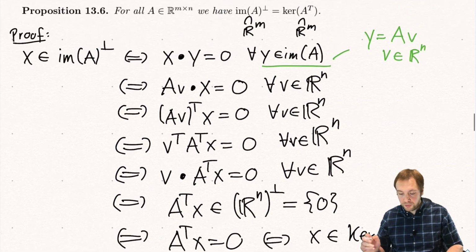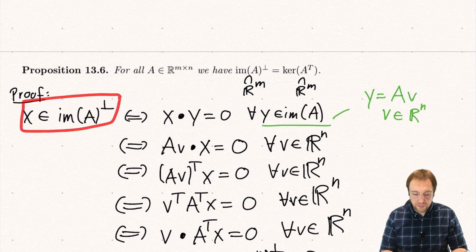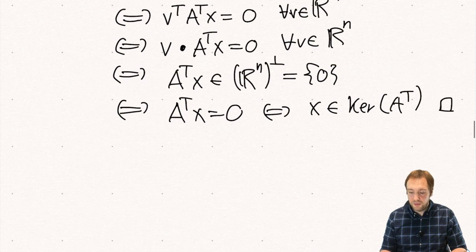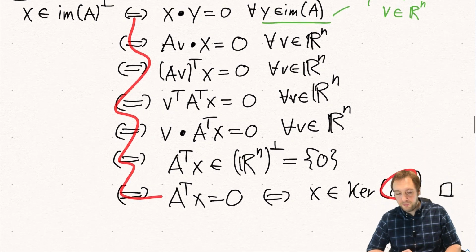And this is what we wanted to show, because now we see that if x is in the orthogonal complement of the image of A, this is equivalent to x being in the kernel of the transpose of A, because all the steps here are equivalences.